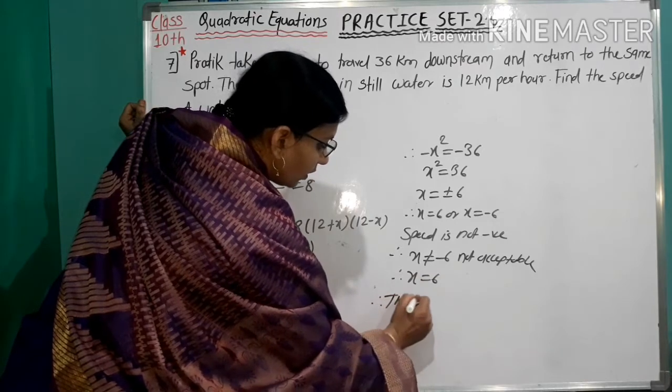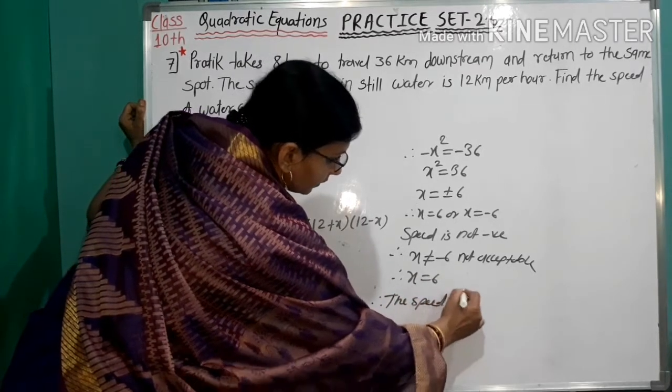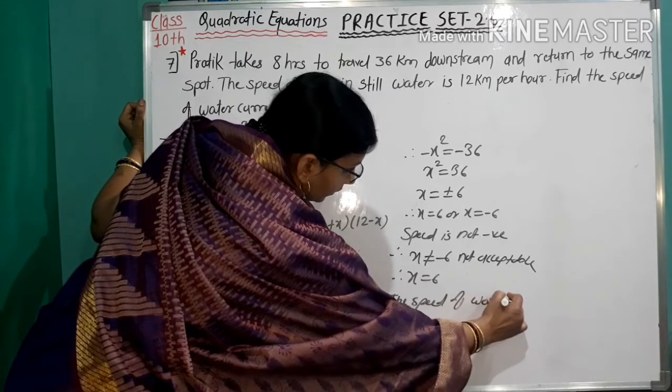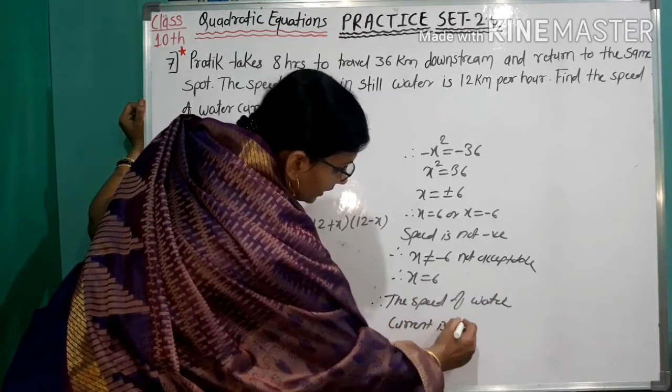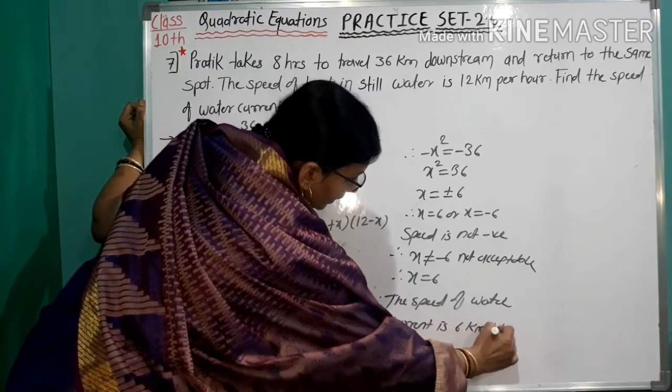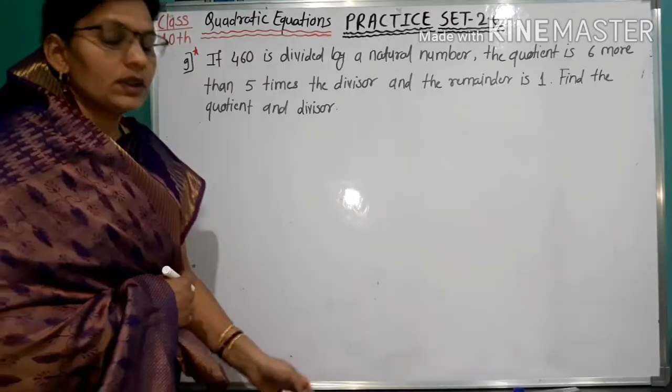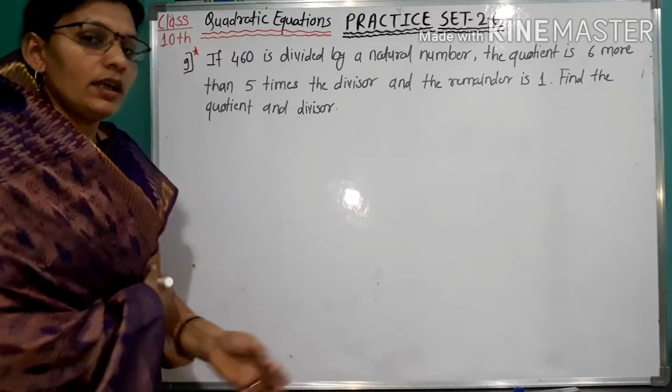Therefore, the speed of water current is 6 km per hour. Try to solve example number 8.